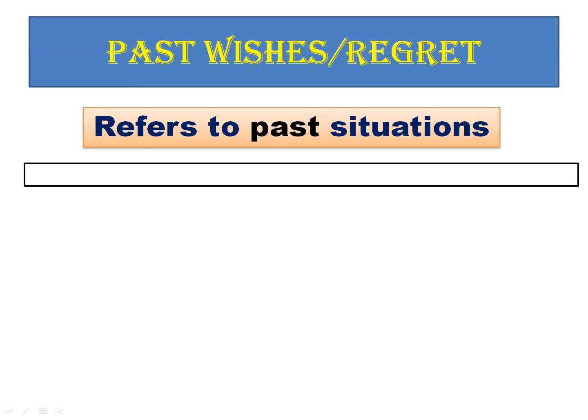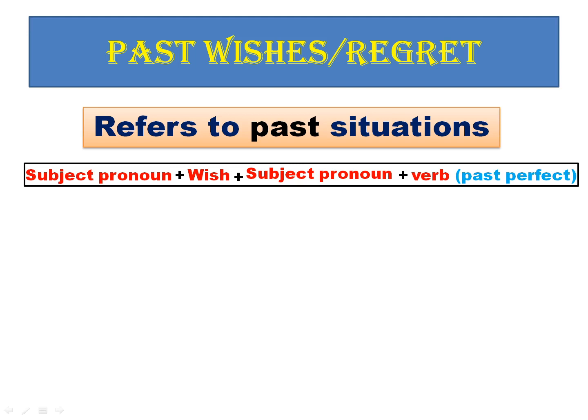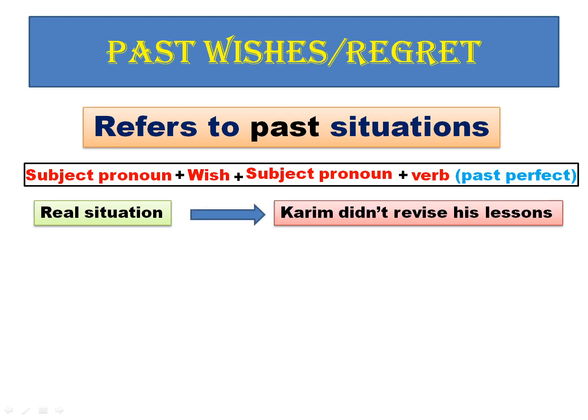Now we move to the past wishes or past regret. We start first by defining the past wishes or the past regret. It refers to the past situation. It's like the conditional type 3, which refers also to past situations. Okay, so the rule is this: the subject pronoun plus the wish plus subject pronoun plus verb in the past perfect, and we finish the sentence, of course.